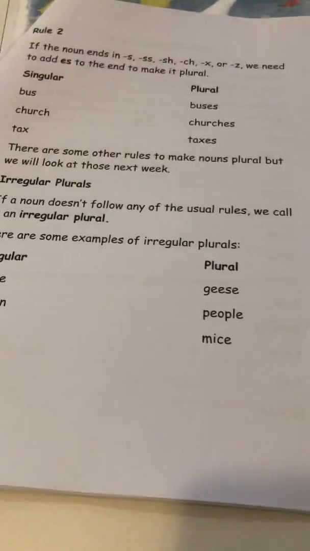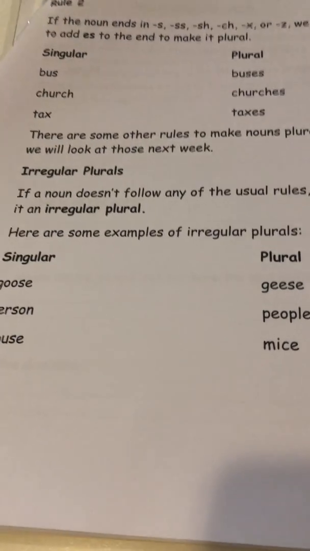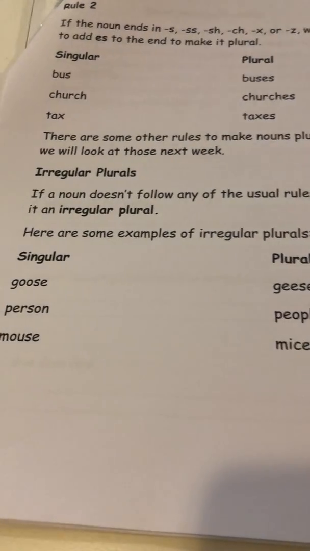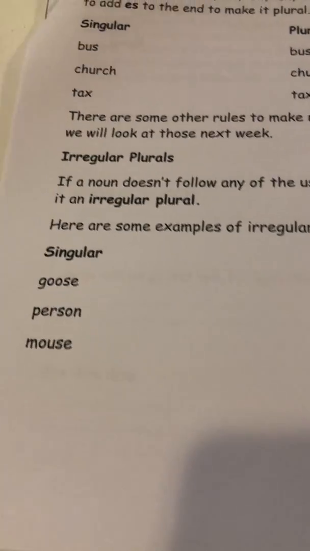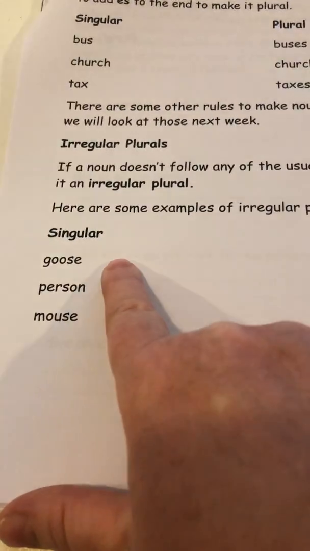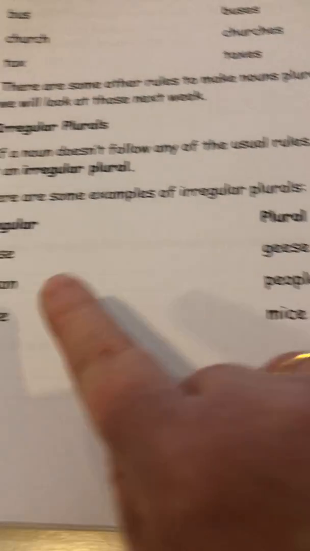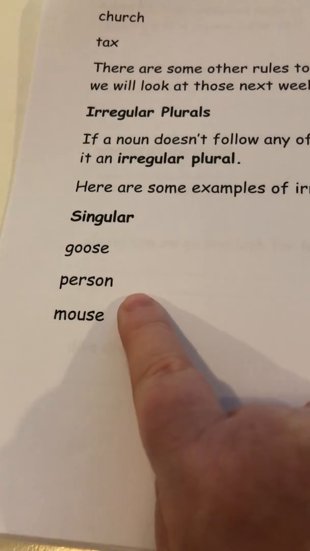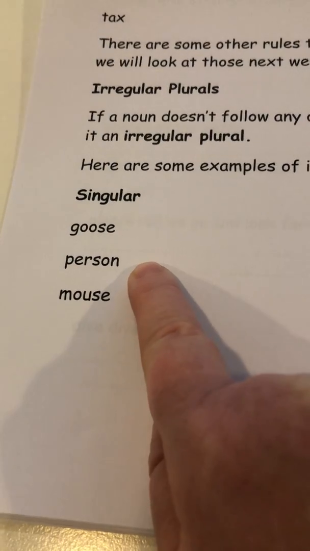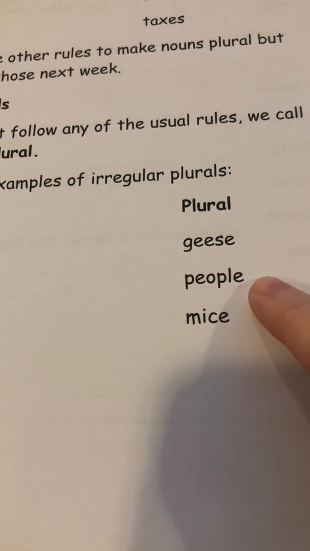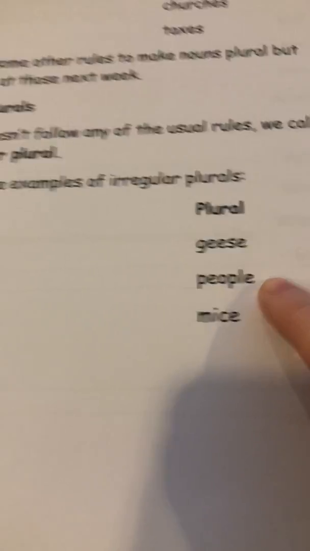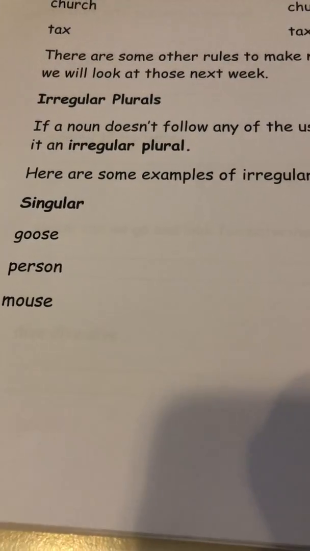But as well as all the rules, there are some nouns that do not follow the rules at all, and we call these irregular plurals. So here's an example. Goose, we don't say gooses, we say geese. The plural of goose is geese. And if we have one person, we don't say we have many persons, we say people. So there's one person, but there might be 10 people. So again, that's an irregular plural.